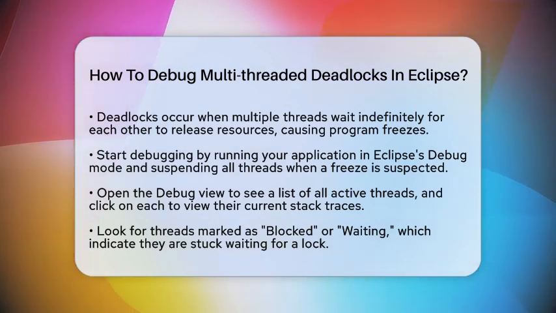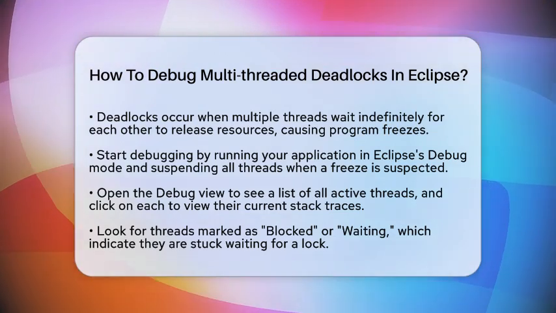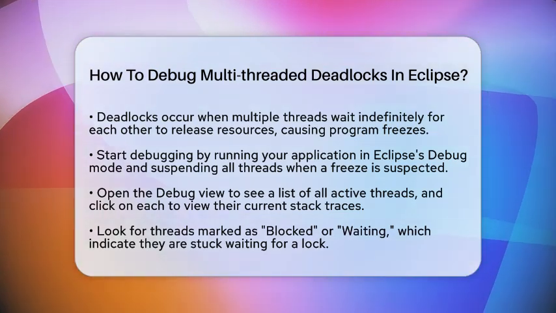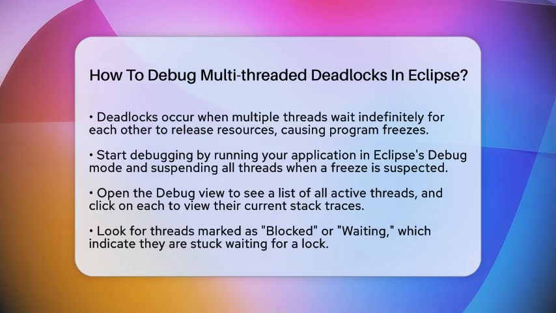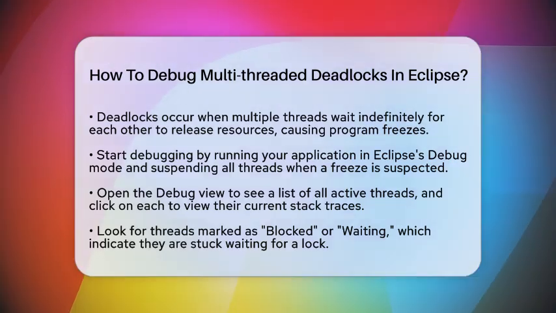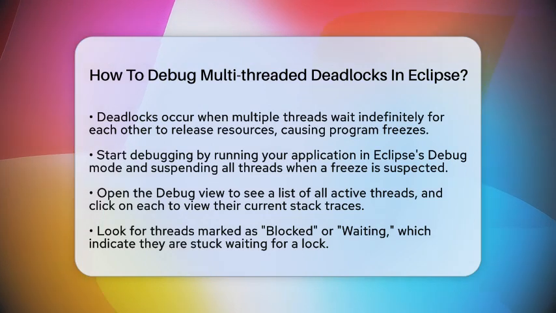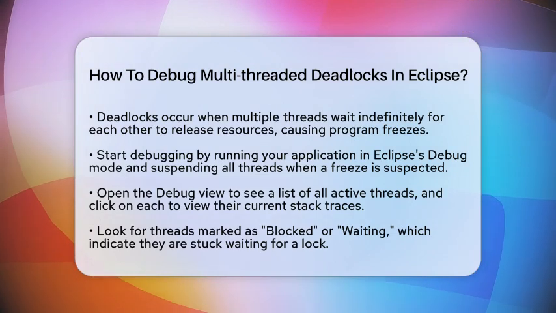It's a common problem in multi-threaded programs, but don't worry, Eclipse has powerful tools to help you find and fix these issues. First, run your application in Eclipse's debug mode. When it seems to hang or you suspect a deadlock, press the suspend button. This pauses all threads so you can see what each one is doing right now.